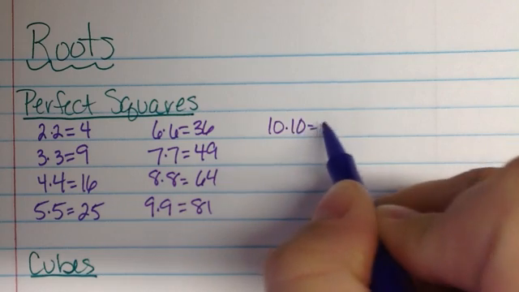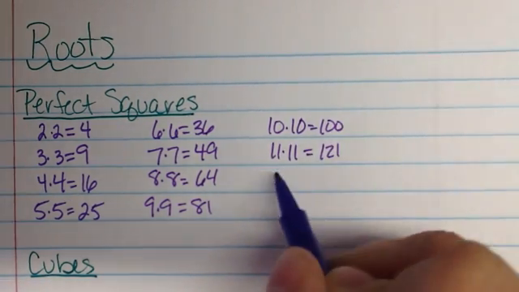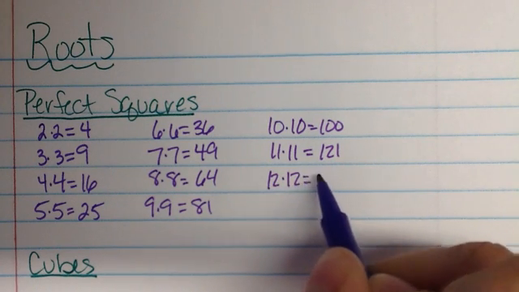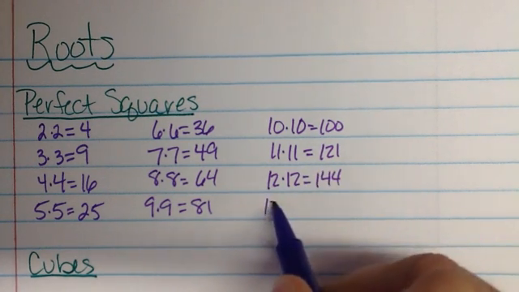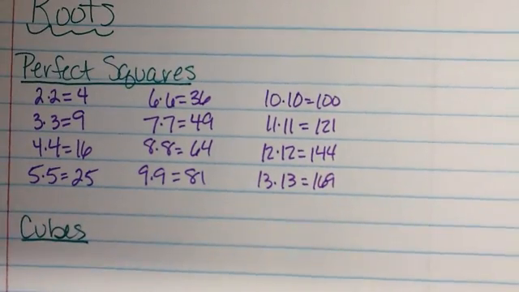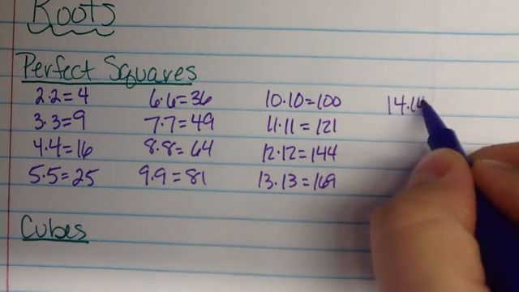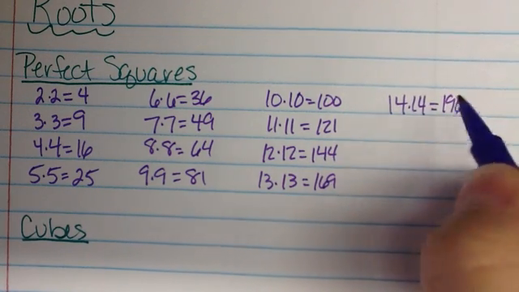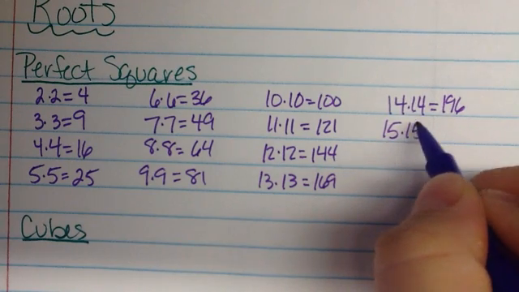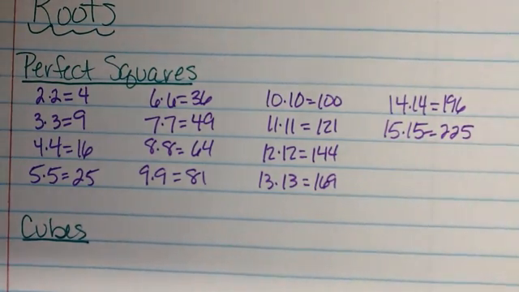10 times 10, the perfect square is 100. 11 times 11, the perfect square is 121. 12 times 12, the perfect square is 144. 13 times 13, the perfect square is 169. 14 times 14, the perfect square is 196. 15 times 15, the perfect square is 225. And I think we'll stop there for this.